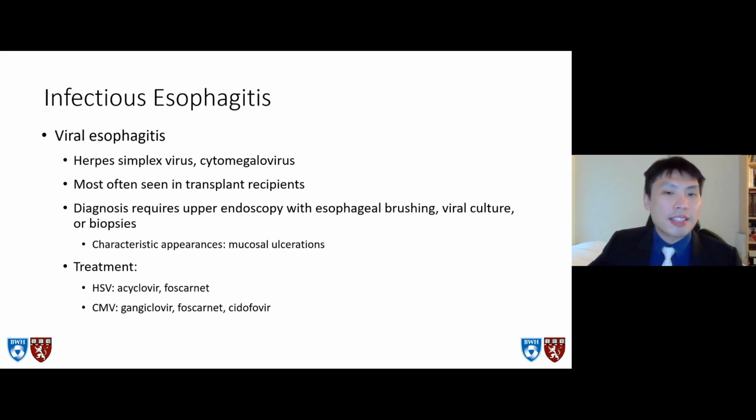Viral esophagitis can also be seen, most often with herpes simplex virus or cytomegalovirus. These are most often seen in transplant recipients, and diagnosis often requires an upper endoscopy with esophageal brushing, viral culture, or biopsies. Characteristically, you can see these mucosal ulcerations throughout the esophagus. Treatment is basically systemic antivirals for treating HSV or CMV, including acyclovir, ganciclovir, or foscarnet.